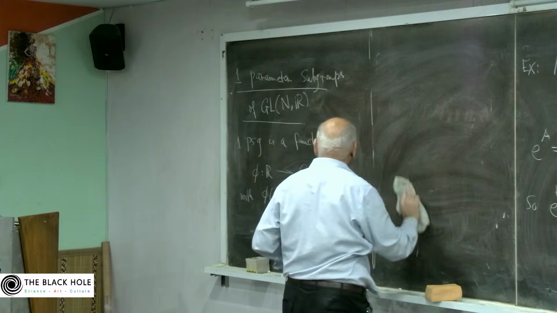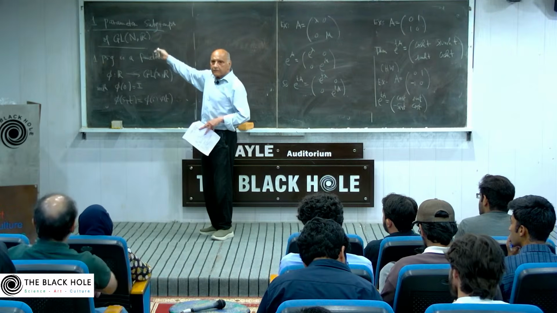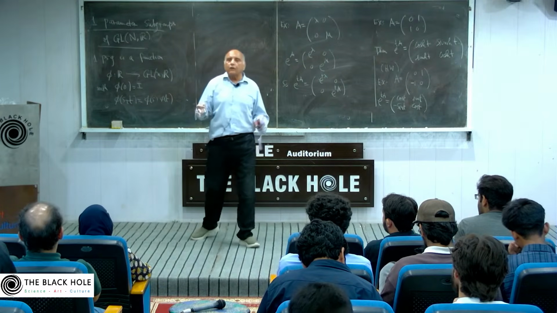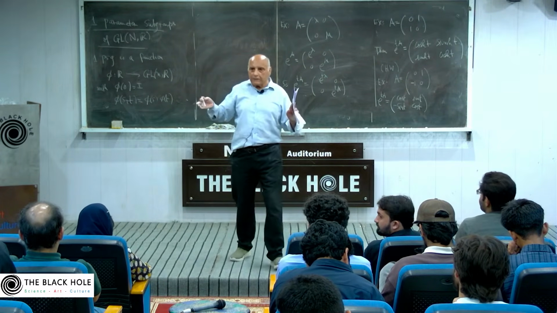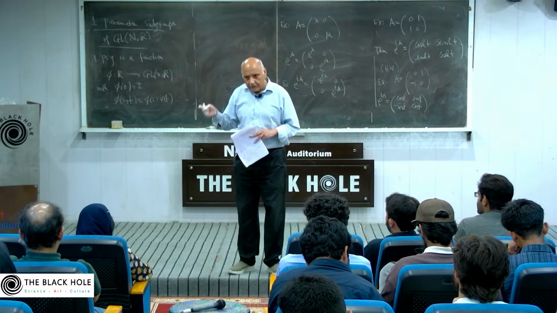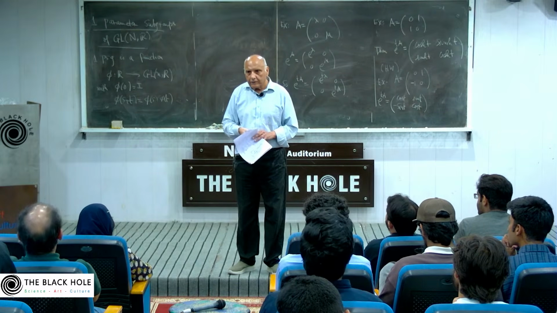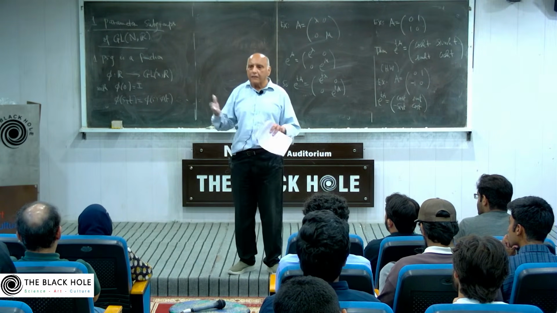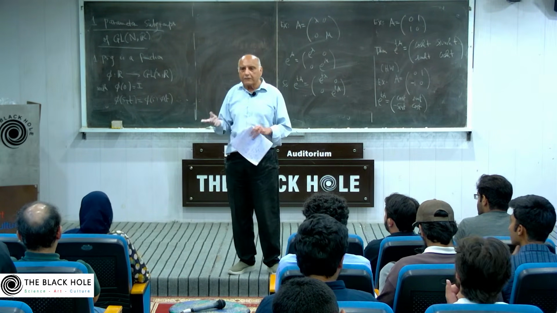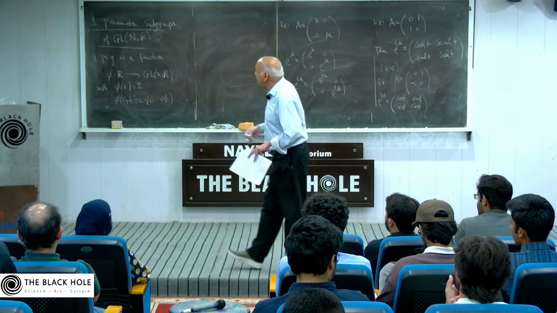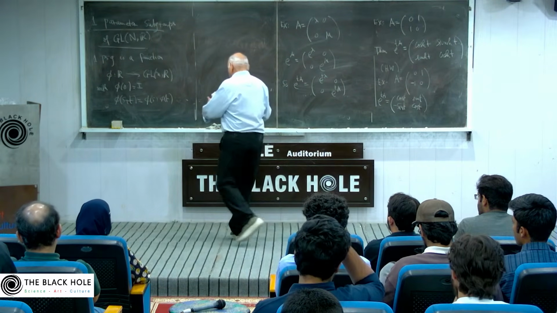Hassan sir, what is N here? Any integer, this capital N. GL n R means all n by n matrices whose determinant is not 0. Right? SL n R will be all those whose determinant is 1.